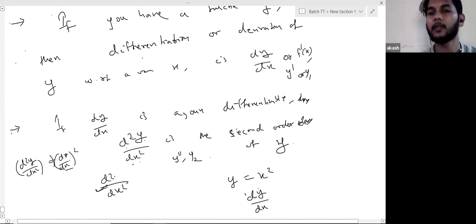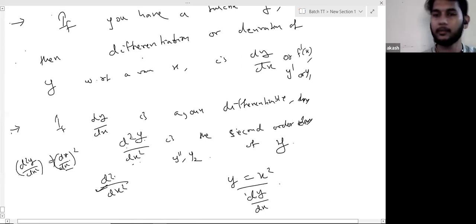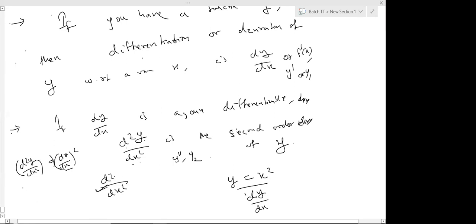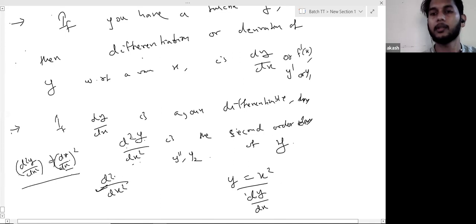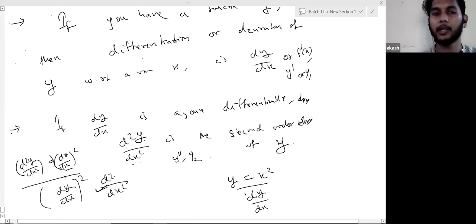So how would we do that? Like, how do we differentiate twice? We'll come to that. Don't worry. We are just introducing what a second order derivative is. Why am I saying this is not equal to this? Because dy by dx we know how to find. If you square this, then something different comes. But if you write d2y upon dx square, something different comes.